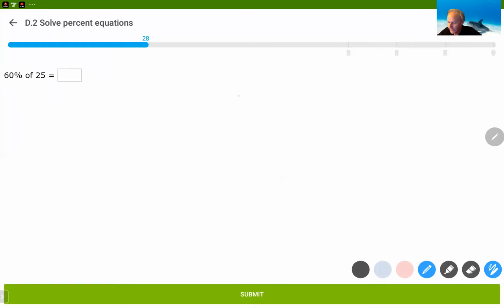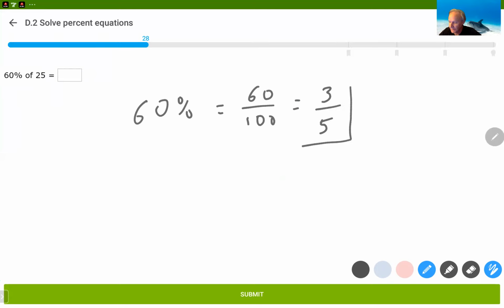60% of 25. Well, there's lots of ways to go. For 60%, this means 60 over 100. And when I reduce that, I'm dividing by 20. So this is 3/5. Now I automatically do that because I think of fifths as 20 cents each. So I'm taking 3/5 of 25.